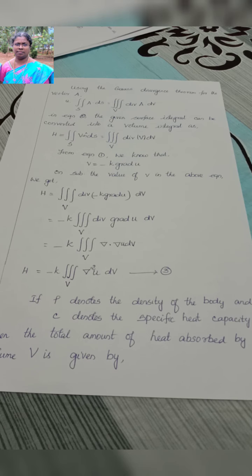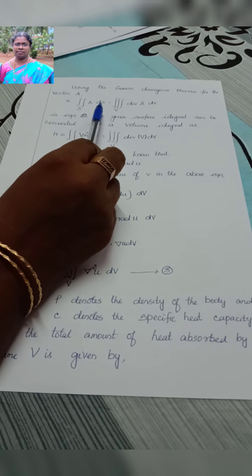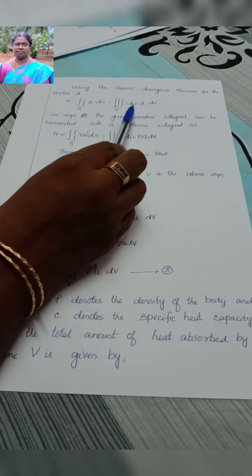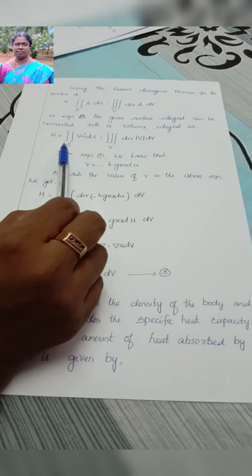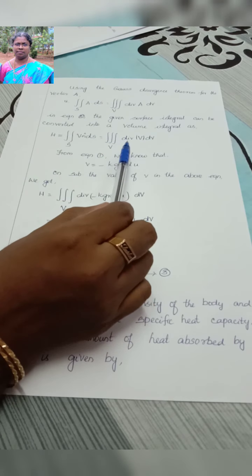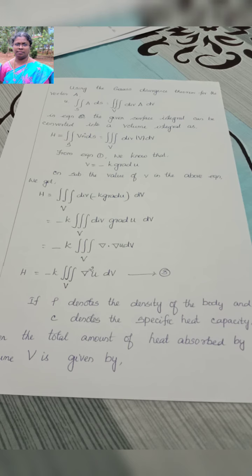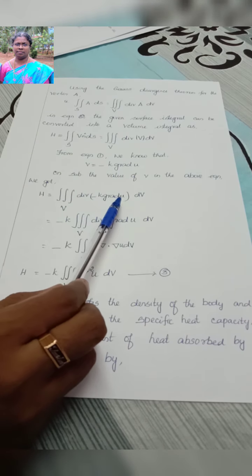Using the Gauss divergence theorem for the vector A, that is double integral over S A dot ds equal to triple integral over V div A dV, in equation 2, the given surface integral can be converted into a volume integral as h equal to double integral over S v dot n cap ds is equal to triple integral over V div v dV. From equation 1, we know that v equal to minus k grad u. On substituting the value of v in the above equation, we can write h equal to triple integral over V div of minus k grad u dV.